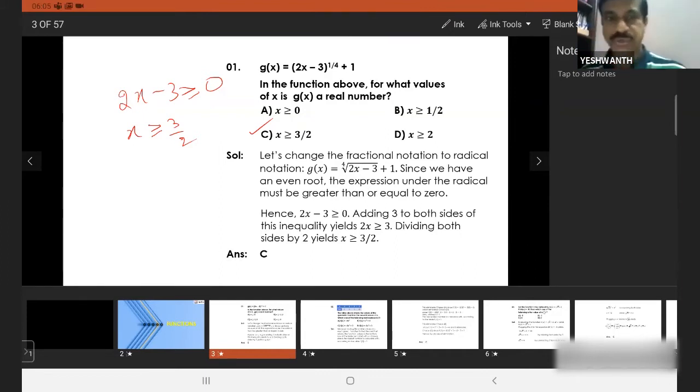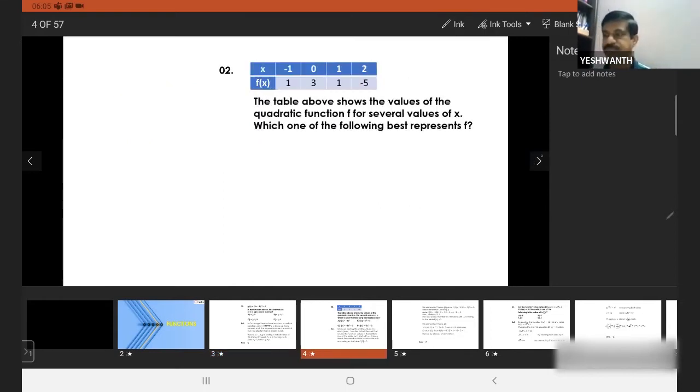Okay, children, let us go to the next question. So what is that next question? He has given x as minus 1, 0, 1, 2, and f of x as 1, 3, 1, minus 5. The table above shows the values of quadratic function f for several values of x. Which one of the following best represents f?